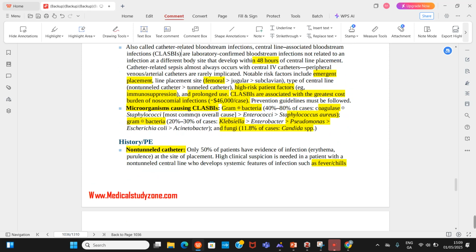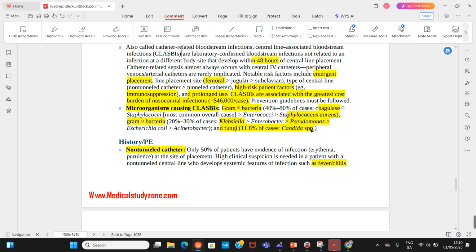So what are the organisms involved? You always want to remember the staph. They are very common: the Staph aureus and the coagulase-negative, particularly Staph epidermidis. They are very, very important. You want to remember gram-negatives like Pseudomonas. You want to remember gram-positives like Staph. Staph aureus usually is one of the common gram-positives.